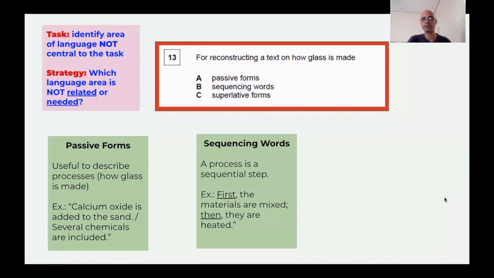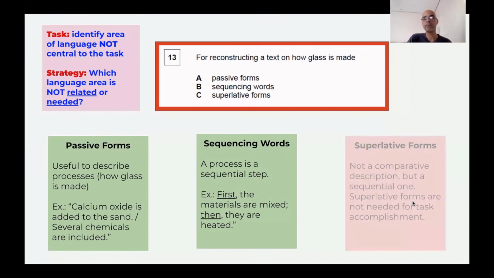What about sequencing words? Remember that reconstructing a text means putting the pieces back together in a sequence. So they will need sequential words. First, the materials are mixed, then they're heated, etc. Students will need sequencing words, but they probably will not need superlative forms because there's no reason for superlatives here, right? They're just reconstructing a text, they're not producing. You're not comparing the different parts of the text in terms of quality or in relation to an adjective. So they won't need it. And that's the answer for number 13, letter C.